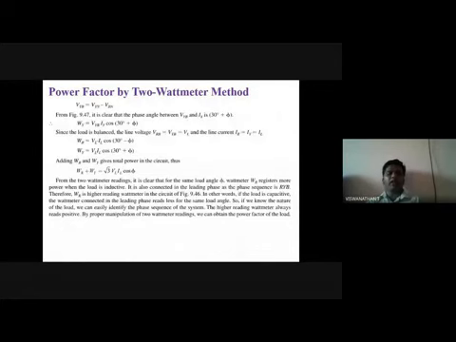From this we get the answer WR plus WY is equal to root 3 VL IL cos phi. WR and WY are nothing but the power measured by wattmeter 1 and wattmeter 2. We separately measure VL and IL, so from this we easily calculate the cos phi value. WR is always assumed to be the high reading wattmeter.